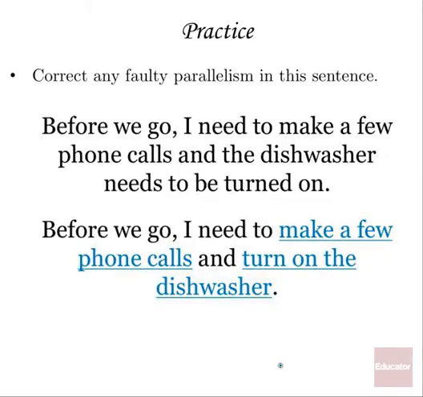Here we are. Before we need to go, I need to make a few phone calls and turn on the dishwasher. Your clue in the previous sentence was the passive voice. The dishwasher needs to be turned on. The dishwasher needs to have something done to it. Well, why not just say, I need to do two things. I need to make a few calls and turn on the dishwasher.